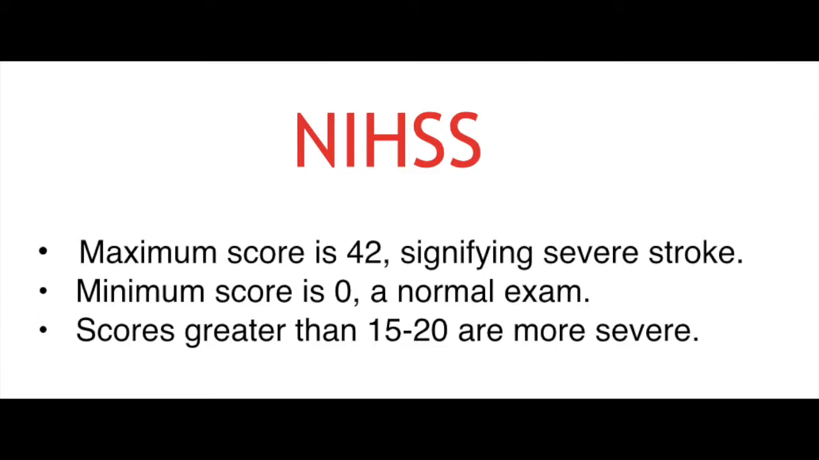The NIH Stroke Scale tool has a maximum score of 42, which will signify a significant stroke and severe outcome. A score of 0 is considered a normal exam. Scores greater than 15 to 20 are more severe. In the exclusion criteria, any NIHSS less than 4 and greater than 25 are going to be exclusions or contraindications for TPA.